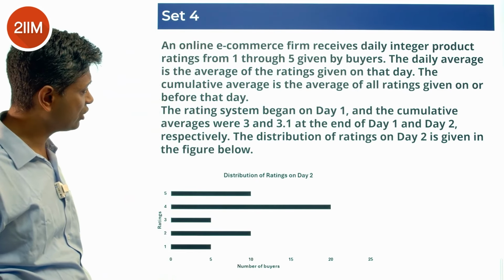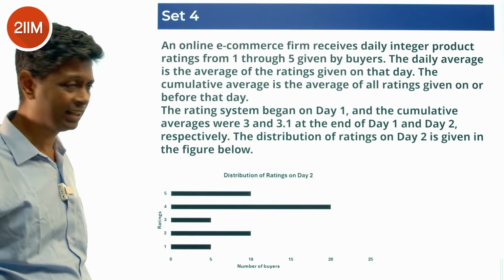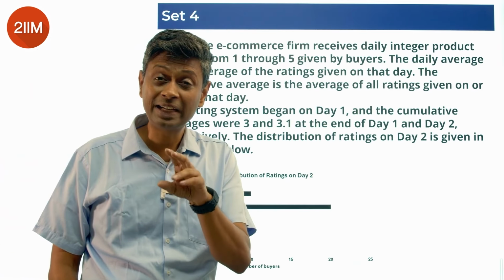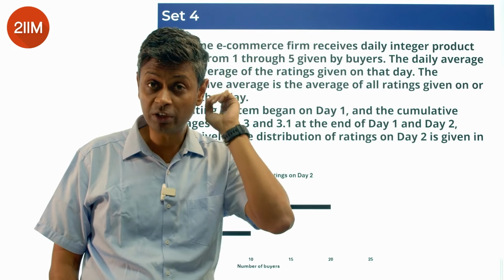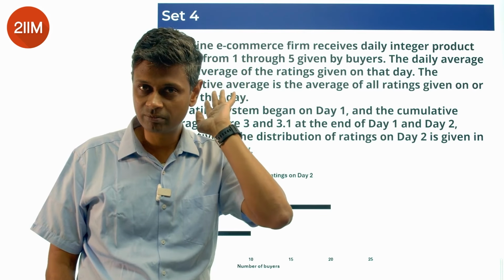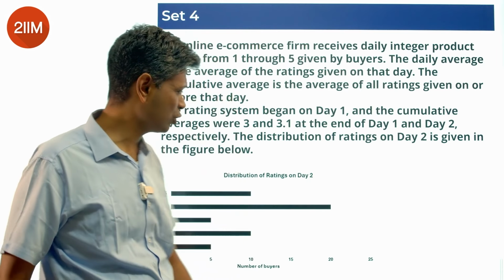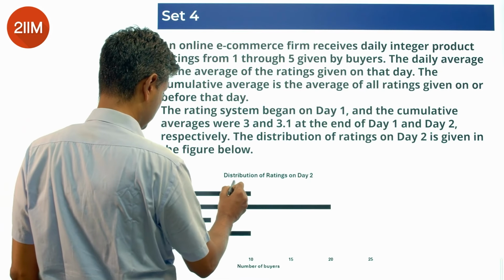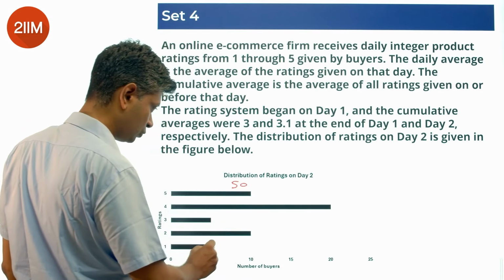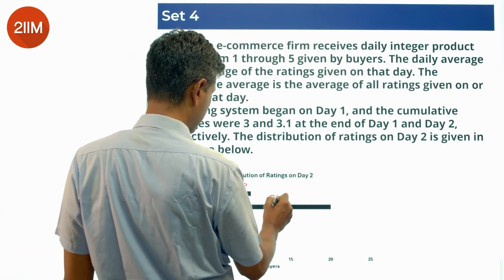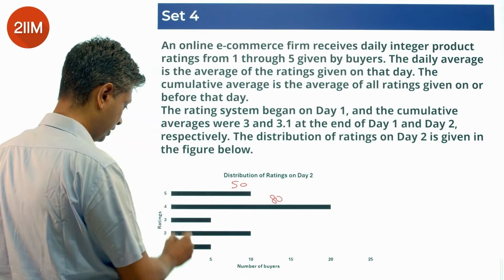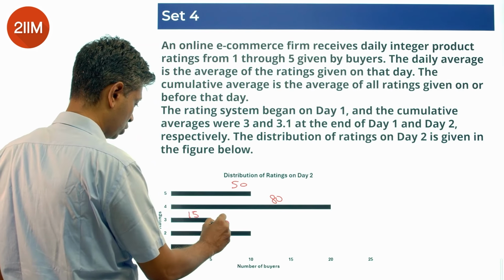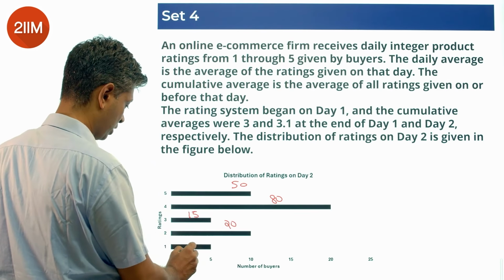The distribution of ratings on day 2 is given in the figure below. Oh, lovely. With this we can find the average for day 2. Then we know the weighted average of day 1 and day 2 is cumulative till day 2. We can find something else beyond that. Let's do this. 10 buyers gave a 5, this is 50. 20 buyers gave a 4, 80. 5 buyers gave a 3, 15. 10 buyers gave a 2, 20. 5 buyers gave a 1, 5.